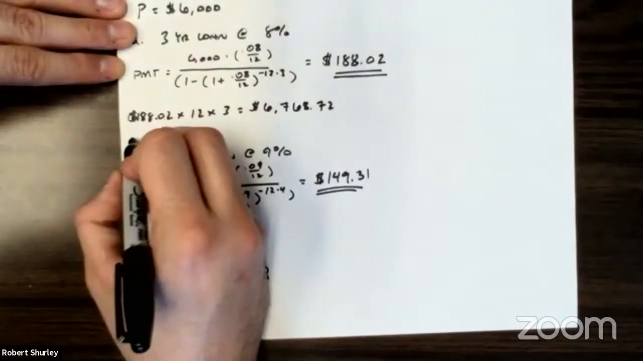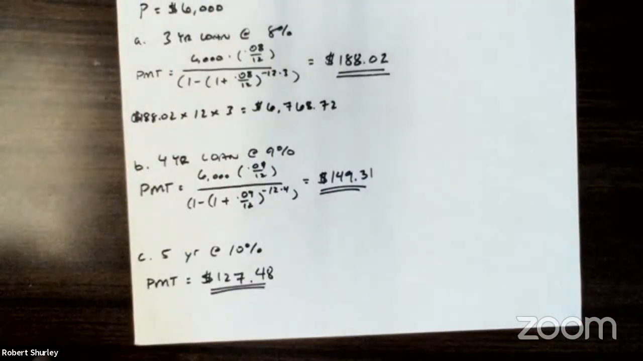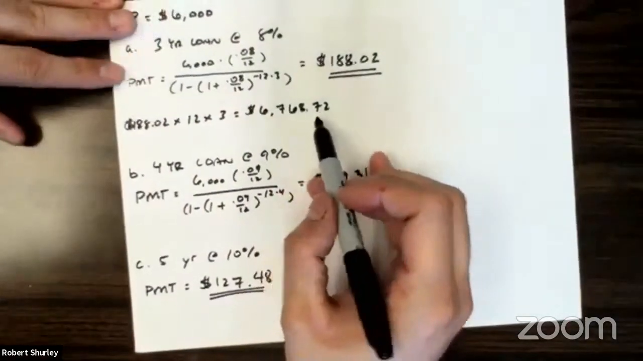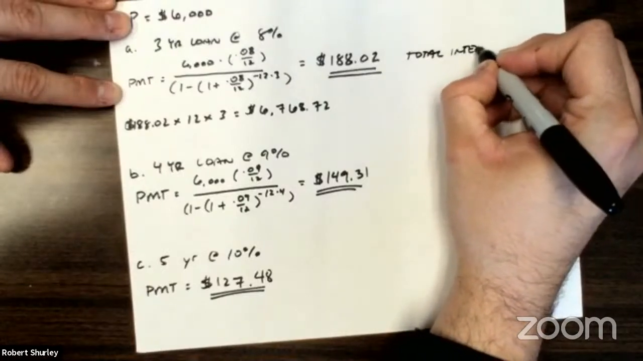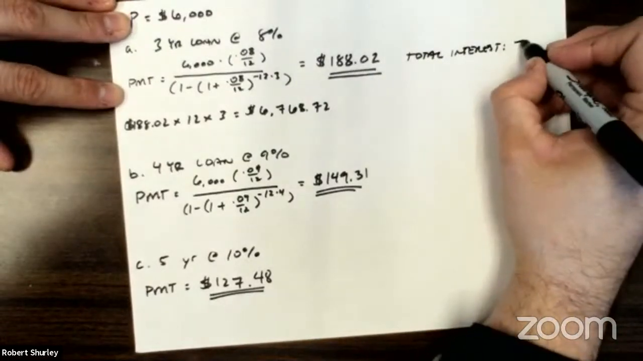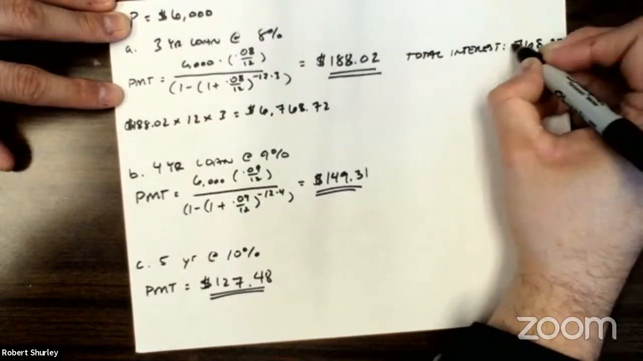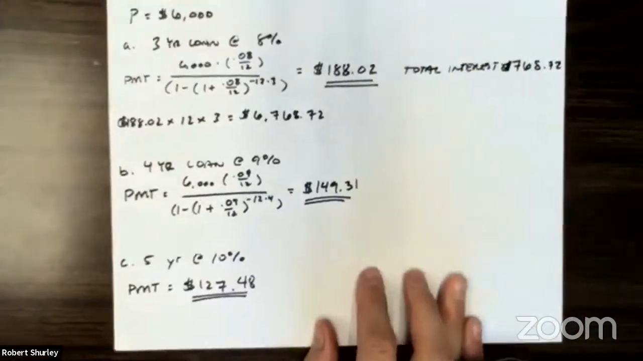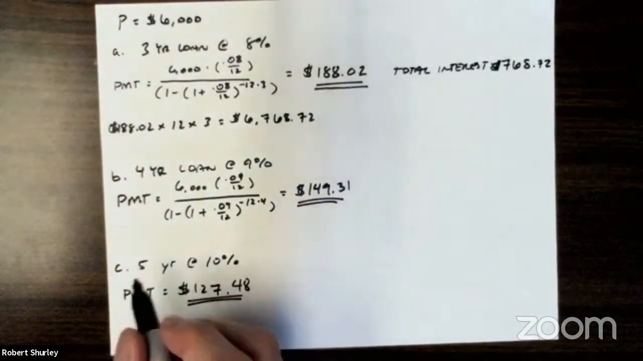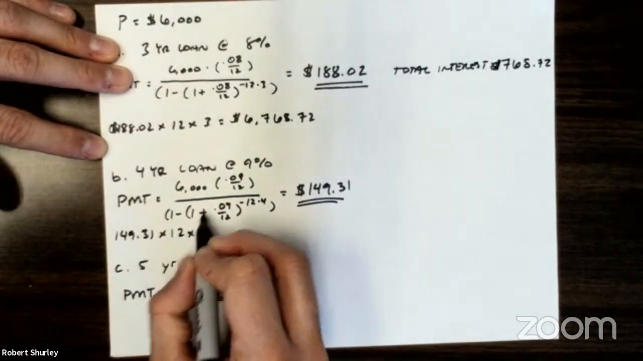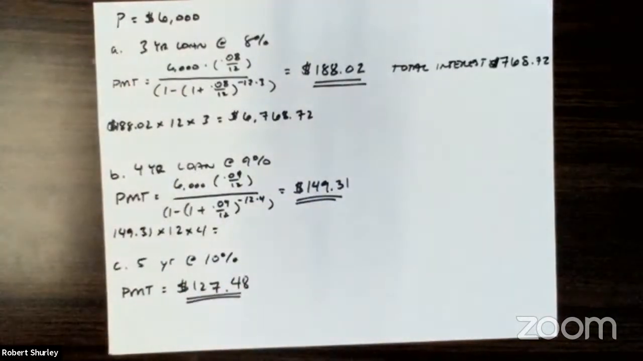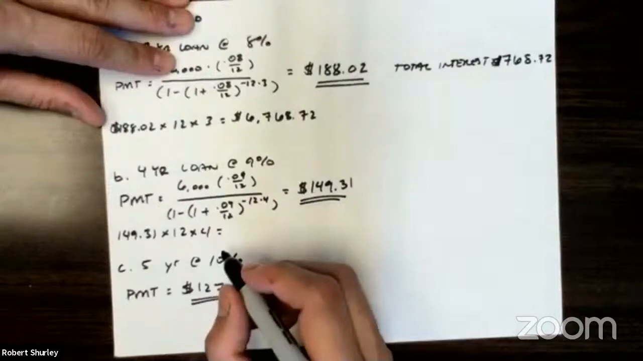So the cost of just the loan is going to be $768, right? Do you guys see that? So the cost of just interest, the total interest I'm going to pay over this loan, let me write that down. Total interest. It's going to be 768.72. Okay, so for total interest, 768.72. So let's do this for the second one. I'm going to do the same thing, 149.31 times 12 times, now this is going to be 4 years. 149.31 times 12 times 4. Wait.